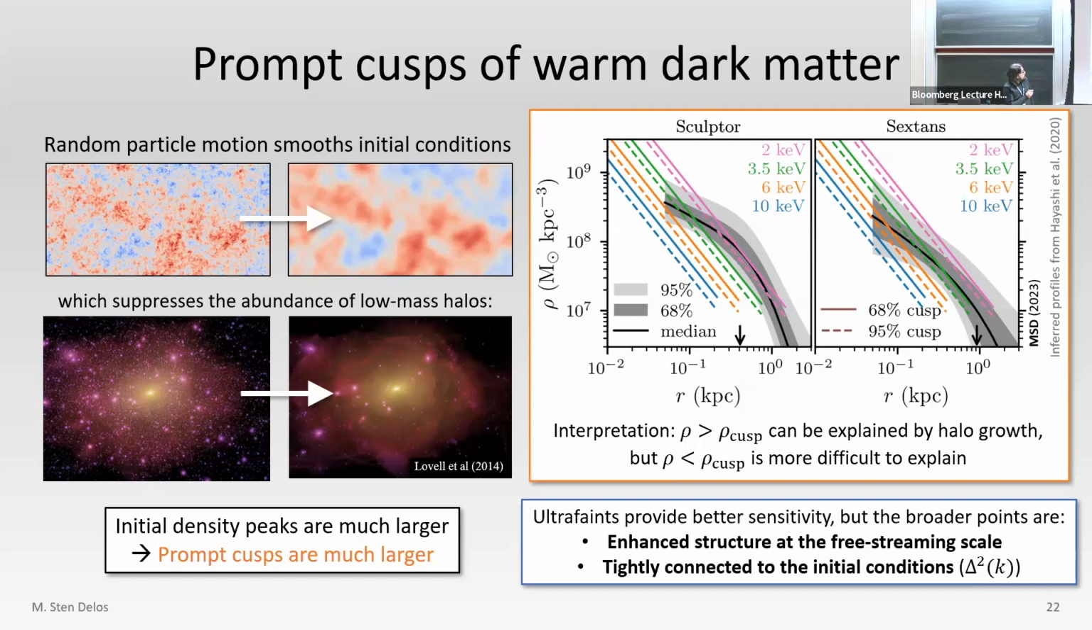But I'm going to say that in this smooth field, the initial density peaks are going to be much larger, and so the prompt cusps are much larger. And you could actually compare these. You could look at what prompt cusps would be predicted in nearby dwarf galaxies. So here are two examples, some classical dwarfs. The black and gray bands are the observationally inferred density profiles. And these lines here are predicted prompt cusps for several different warm dark matter models. This is different warm dark matter masses. So a lower mass particle is going to move faster, going to stream farther and make a larger prompt cusp.